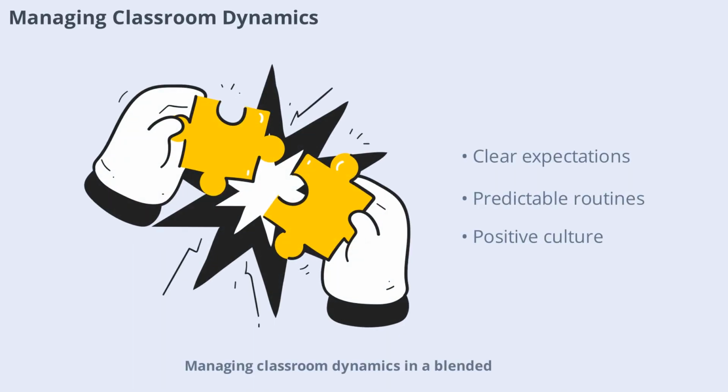Managing classroom dynamics in a blended environment requires flexibility and clear communication. Set expectations for behavior and participation in both online and in-person settings. Use routines and structures to create a predictable learning environment. Address issues promptly and fairly to maintain a positive classroom culture. Effective management helps students stay focused and engaged.